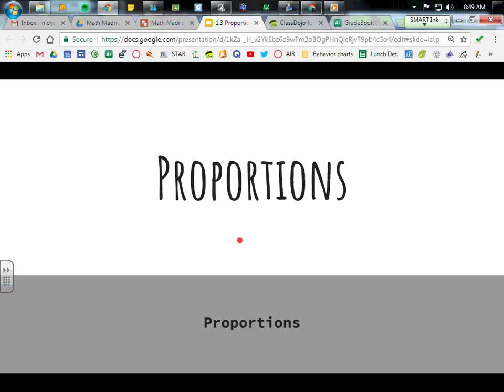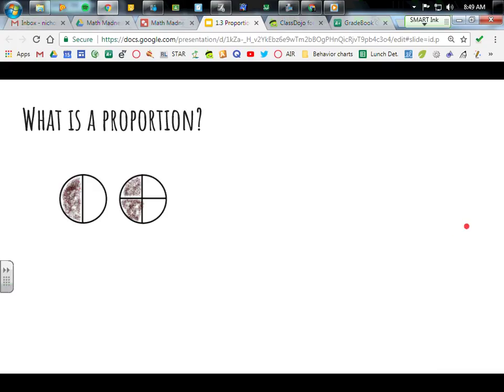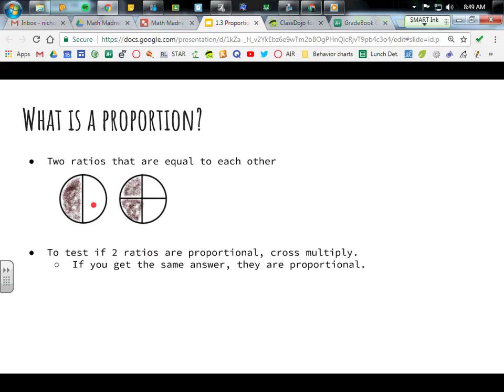We're going to talk about proportions for this video. So let's look at what proportions are. What is a proportion? A proportion is when you have two ratios that are equal to each other, all right? Such as this circle and this circle.